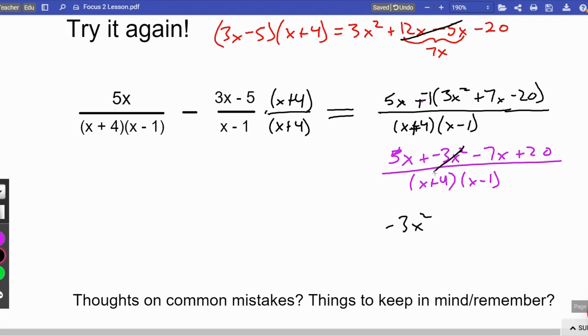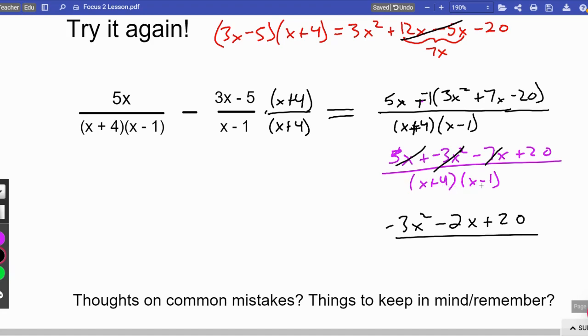We used it, we're done with it. Next, 5x and negative 7x, they both have x's. Add them up, negative 2x. And then 20, just 20. There's nothing else like it. The bottom, I can write this there, but it's not as simplified as it could be.